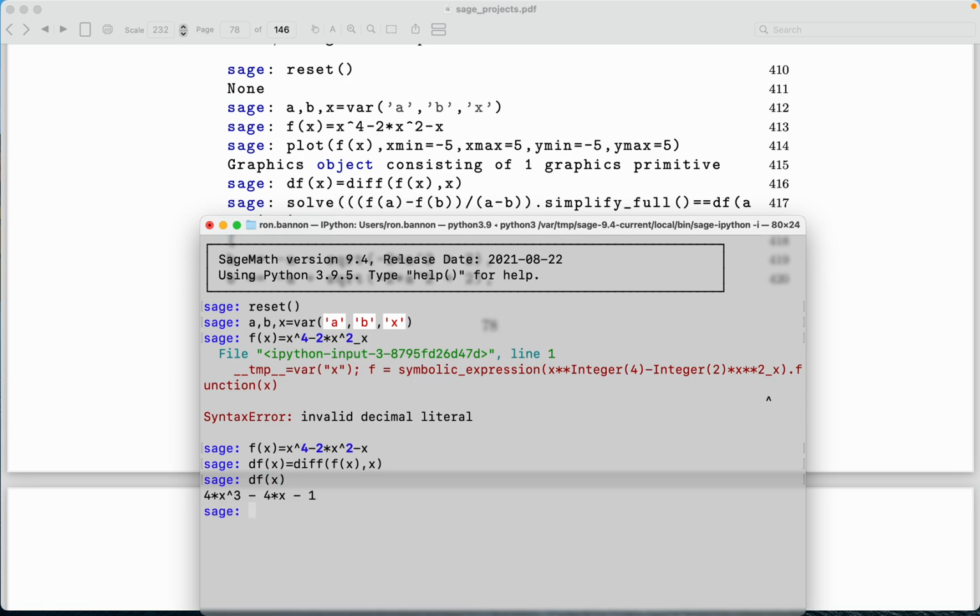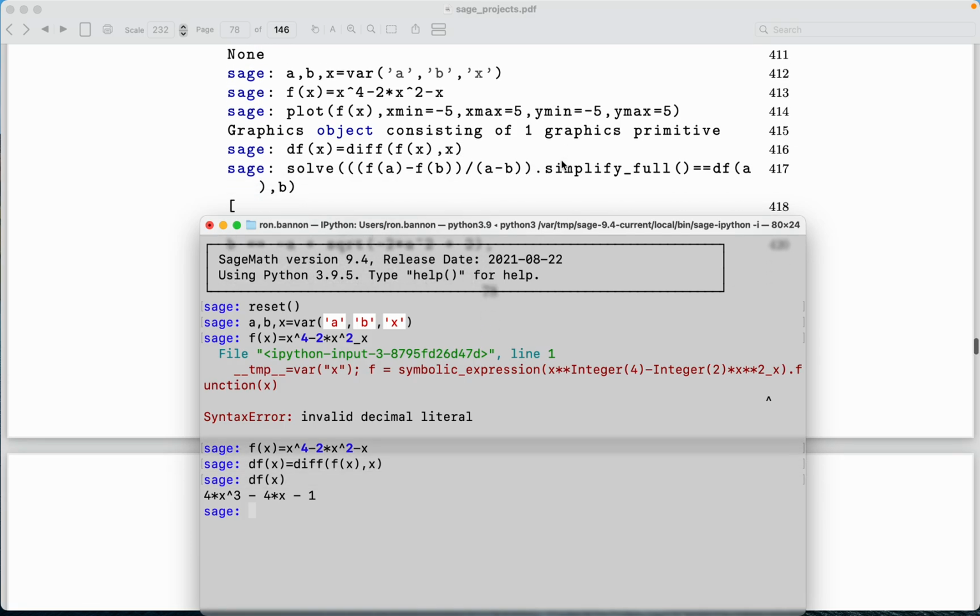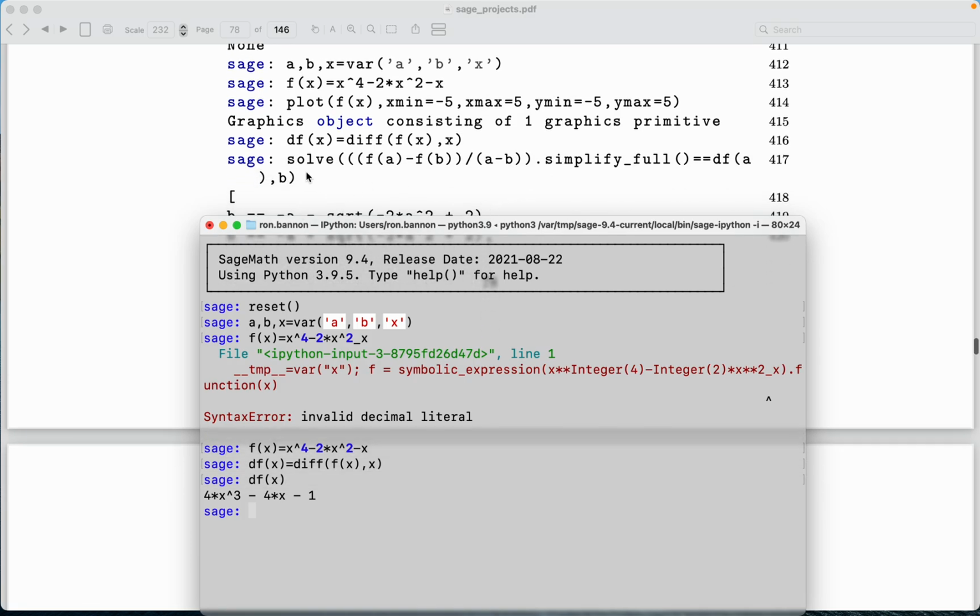So I could display that df of x. By the way, that's not difficult. I could do the derivative. What's going to be 4x cubed minus 4x minus 1. You could do that. All right? And then, looking at this over here, you may wonder what I'm doing over here. I'm doing the slope between 2 points on the curve, one is f of a, the other f of b.